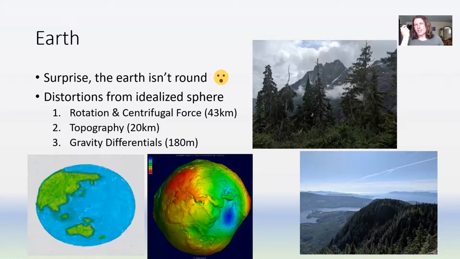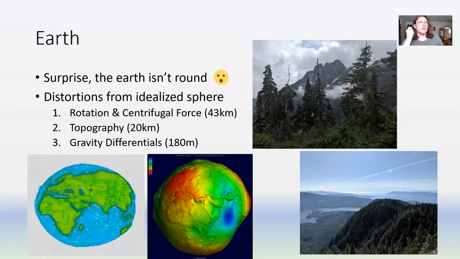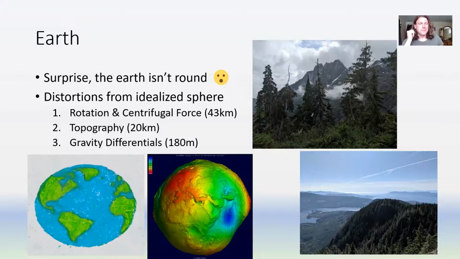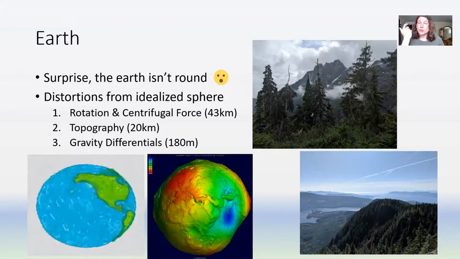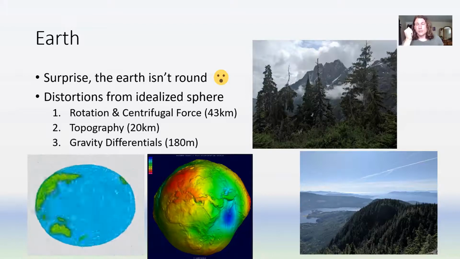So the Earth isn't actually round, and perhaps, living in a place like Vancouver, maybe a lot of us know this. If you live on the prairies, maybe you think it is. But yeah, the Earth is not actually round. There are numerous reasons that there are distortions from an idealized sphere.